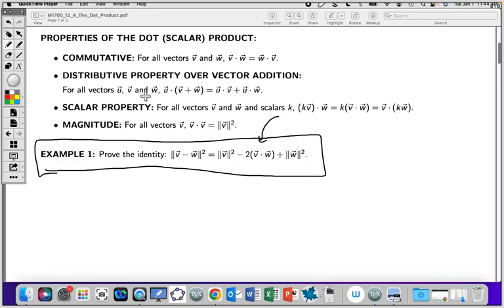Okay, and what we're going to do is use the properties of the dot product here to work this out. So I'm going to start off with the magnitude of v minus w squared. The magnitude of a vector squared is the same as that vector dotted with itself.